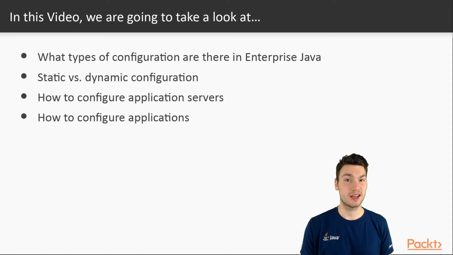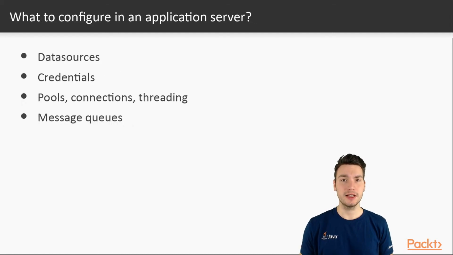We're going to see what types of configuration there are, what the differences between static and dynamic configuration are, and then finally how to configure application servers and applications. So for application servers, there are a couple of aspects to configure. We have data sources, we have all kinds of credentials, for example, to connect against data sources or message queues. We have all kinds of pooling, for connection pooling or thread pools that we can configure, and so on and so forth.